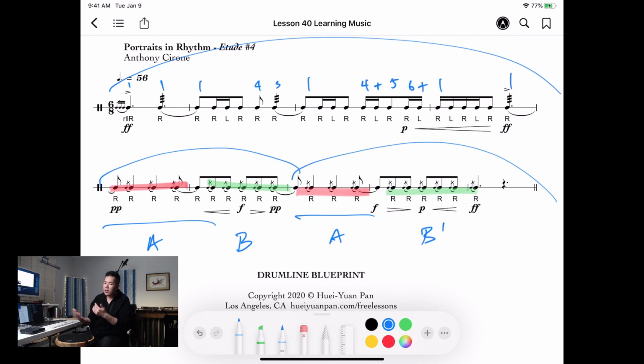Same thing here. If you can create some structure in your mind of what it is that you're playing, and it makes sense to you, then you're less likely to have a memory slip, and you'll learn it correctly the first time.